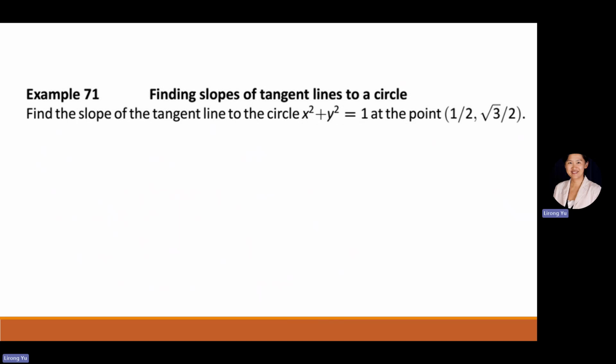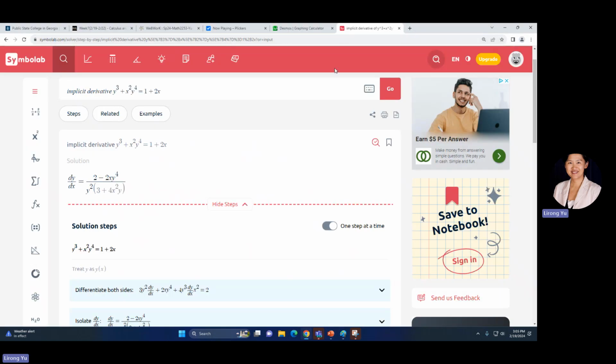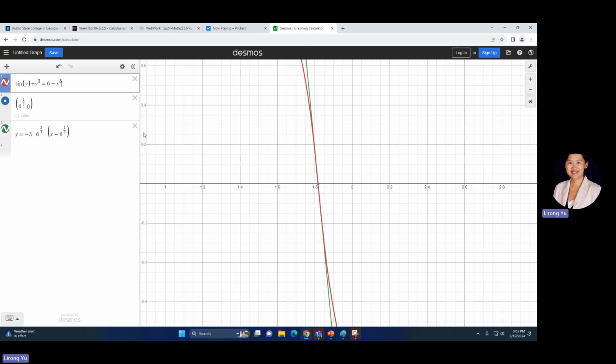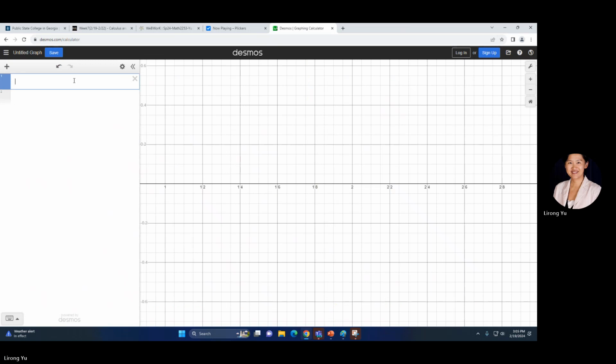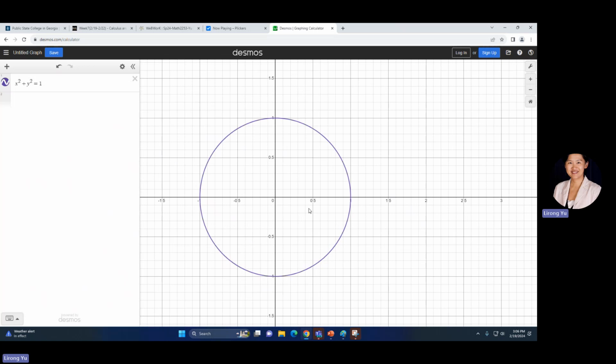All right, this question is related to a circle. X squared plus y squared equal to 1 is the implicitly defined function. If you have x squared plus y squared equal to 1, it's a circle, and this is the circle we call the unit circle, right? Sine squared plus cosine squared equals 1. The function here is implicitly defined.